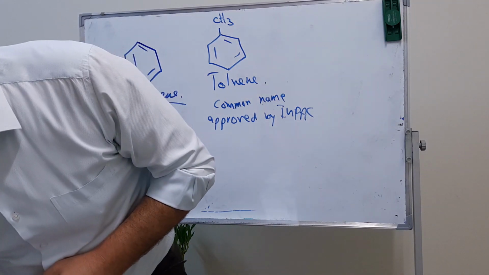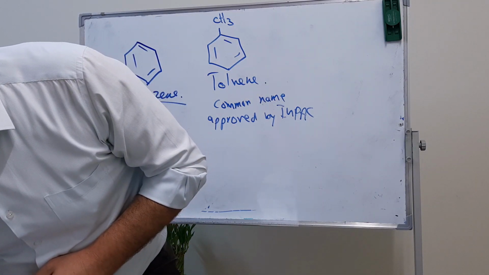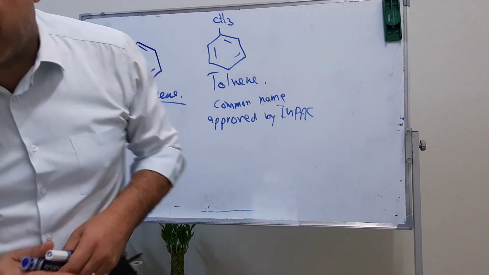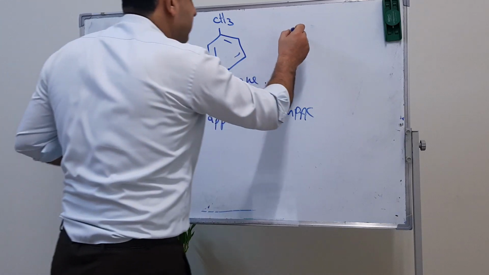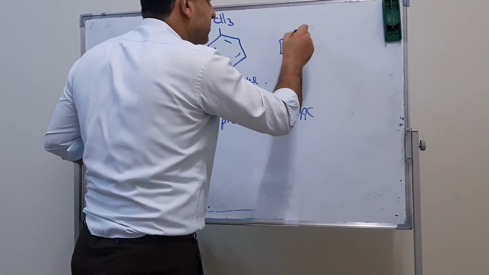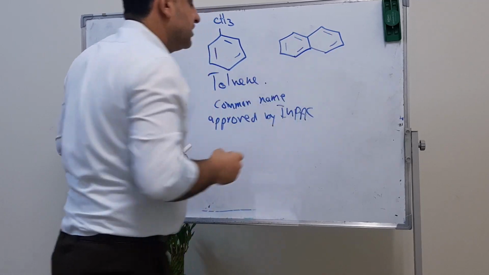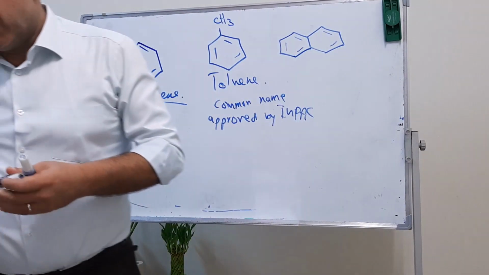The same thing here similarly. If we have two methyls, we call it xylene. If we have two benzene rings together, we call it naphthalene, and so on and so forth. These are examples of the aromatic compounds which we are going to discuss in this chapter. All right.